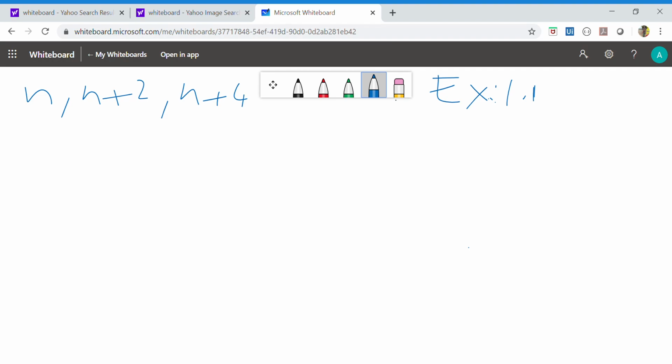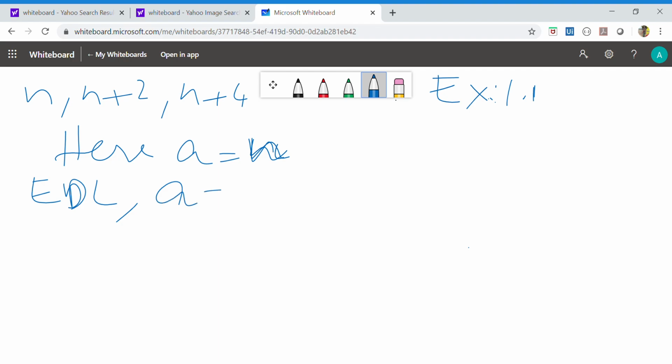So here what is a? Here a is nothing but n. You have to apply Euclid's division algorithm, or EDL. So what is the statement of that? a is equal to bq plus r, where 0 is less than or equal to r is less than b.